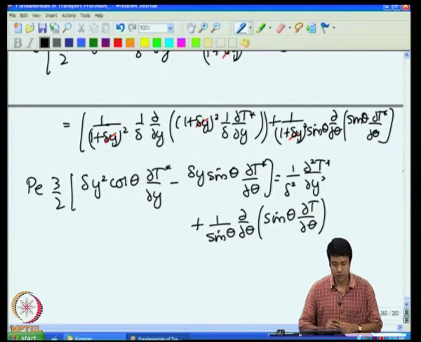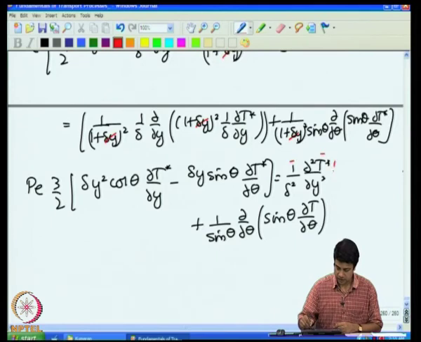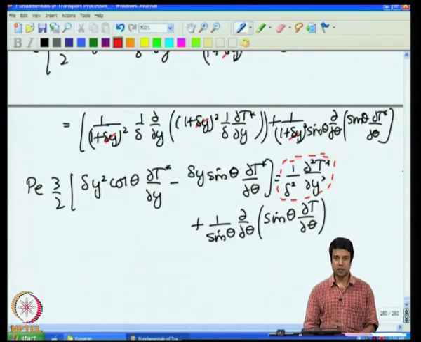Now, in this equation, it is easy to see this first term goes as order 1 over delta square, whereas the second term does not contain any deltas. In the limit as delta goes to 0, this second term is small compared to the first, because we expect delta to become a small number. Therefore, 1 by delta square will become a large number. Therefore, in the limit as delta goes to 0, you would expect this to be small compared to the first term. On the left hand side, of course, both terms are proportional to delta. So, both of them are of equal magnitude in the limit as delta goes to 0.